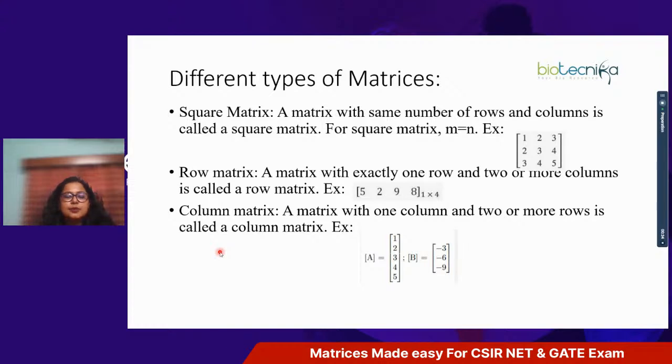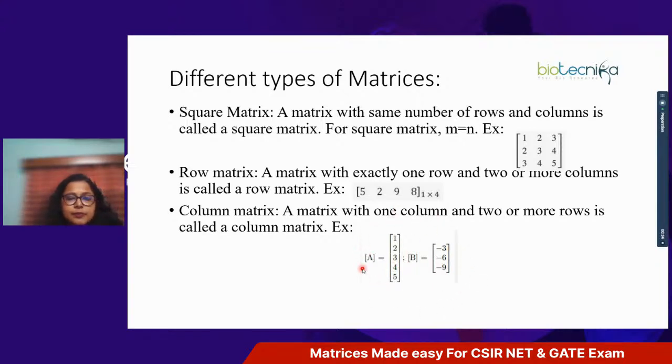Next, let us come to the column matrix. So what is a column matrix? A column matrix is basically a matrix where there will be only one column, nothing else. The number of rows can be 50, 60, 10, 12, whatever, but the column will be only one. That type of matrix is called a column matrix.